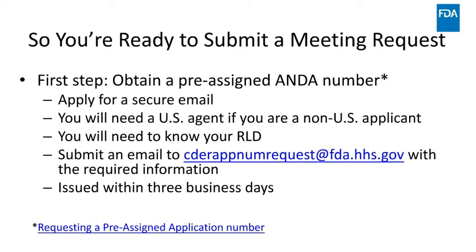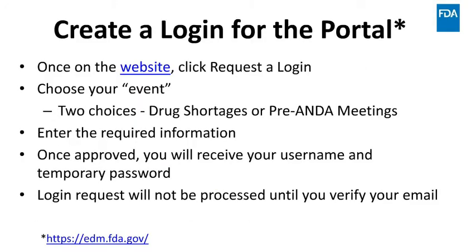So if you're ready to submit a meeting request through the portal, the first thing you have to do is obtain a pre-assigned ANDA number. This is new. You haven't had to do this in the past before GDUFA 2. And in order to do this as a process, it's outlined on our website. You can search through our website and you'll find the instructions outlined there. I've summarized them here. You have to apply for a secure email. You'll need a U.S. agent if you're a non-U.S. applicant. You'll need to know what your RLD is that you'll be submitting against. And you submit your email to this email address, and it's issued within 3 business days.